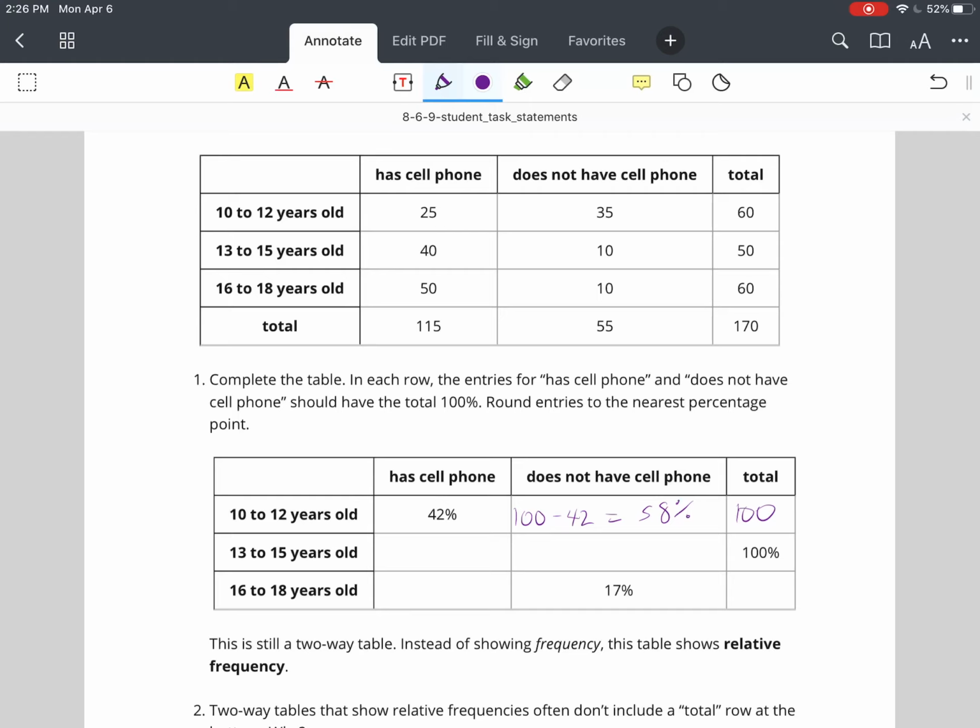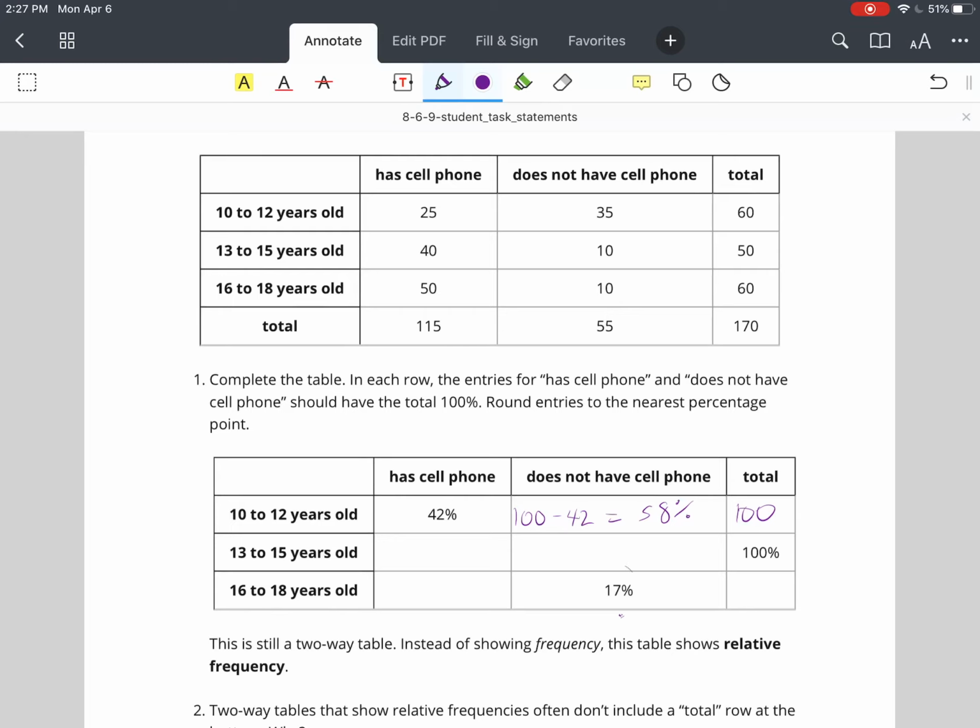Similarly, if 17% of 16 to 18-year-olds... Wait, just a darn minute. Yes. No. No. Wait, are we doing this right? 25 of 60. That's 5/12. Should be a little bit less. Does not compute. Oh yeah, no, we're doing this good.